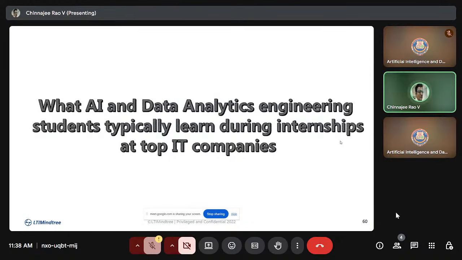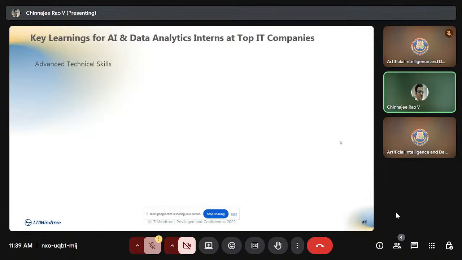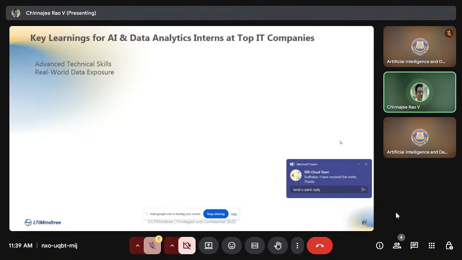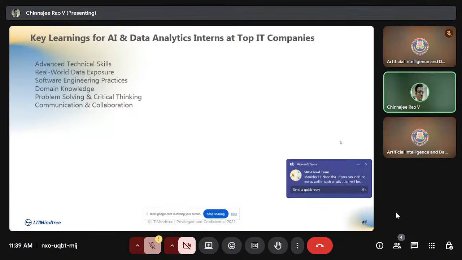Okay, so I will cover this and then go to the conclusion. What the AI data analytics engineer students typically learn during the internship, before coming for the internship, what they will learn from the company: advanced technical skills, then real world data exposure, then software engineering practice, then domain knowledge, and problem solving and critical thinking, then communication and collaboration.